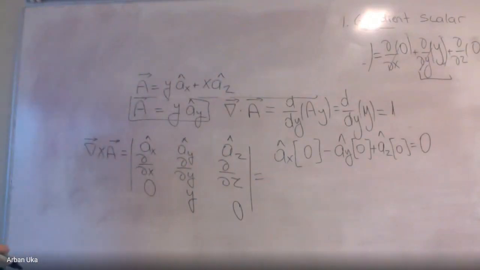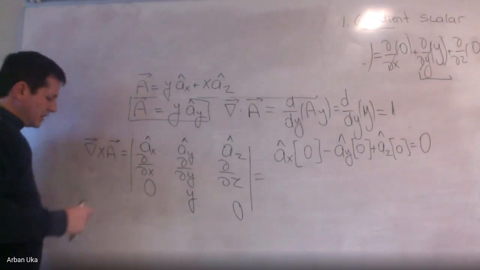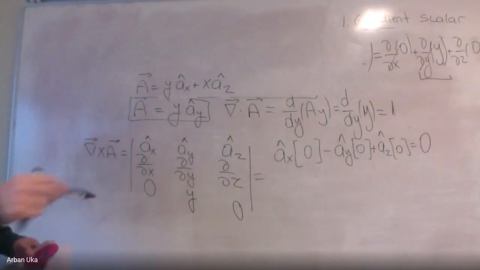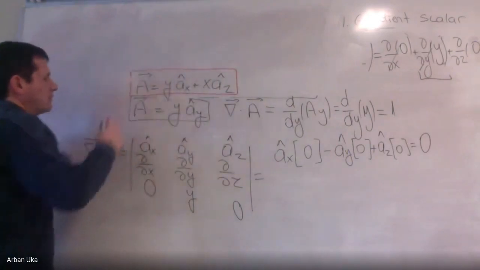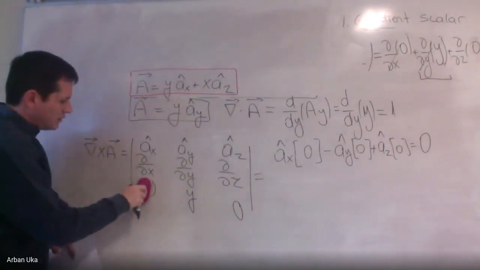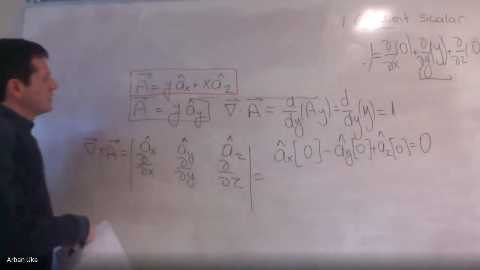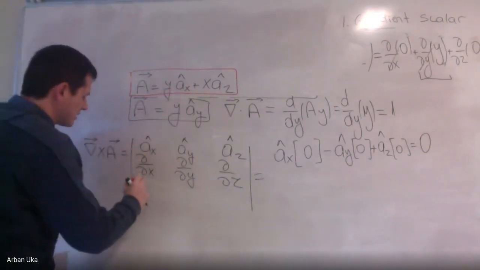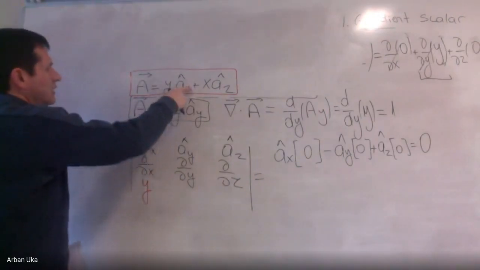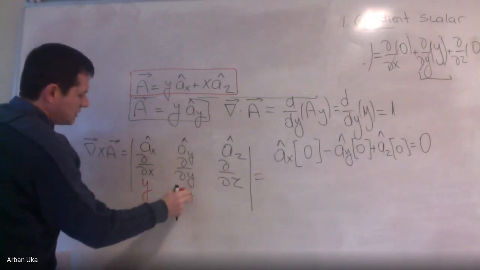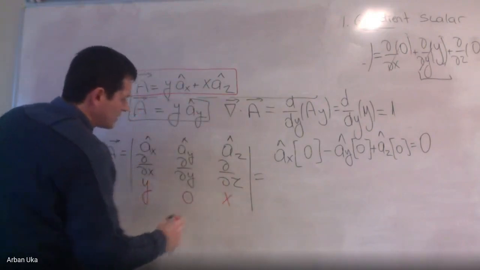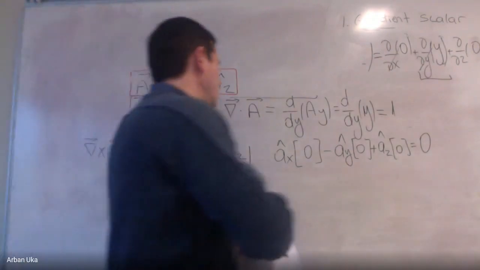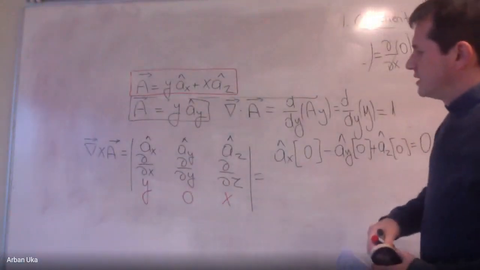Okay, so let's assume that we have, so here we are going to change these quantities, and along the ax we have y, along the ay we have nothing, 0, along the az we have x. So if this is the case, then let's see what we get here.